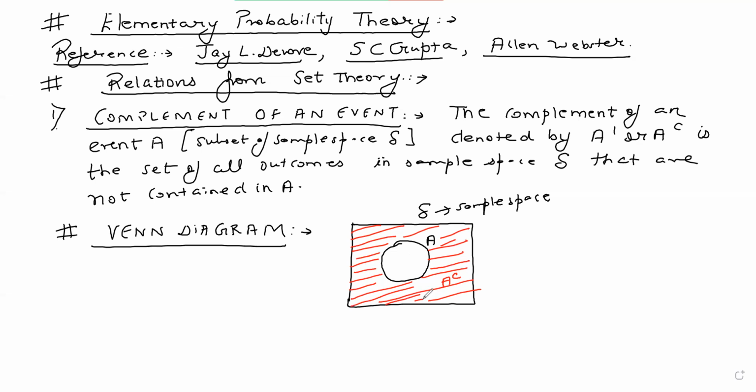Okay, so you can clearly see that this is called A complement or A dash, the set of all those outcomes which lie in the sample space but which do not lie in A, outside A.